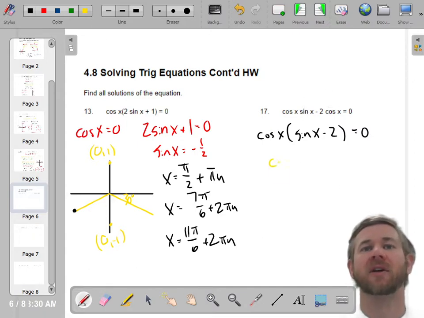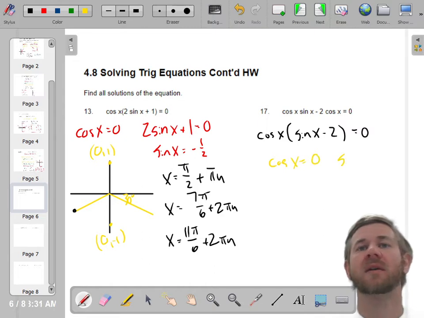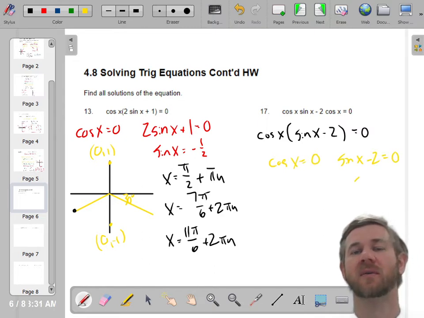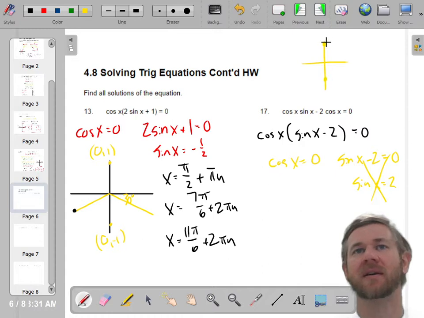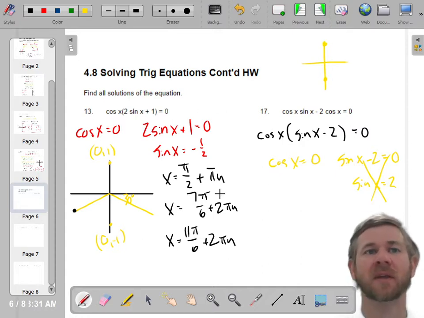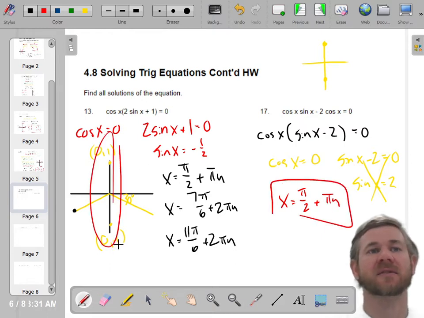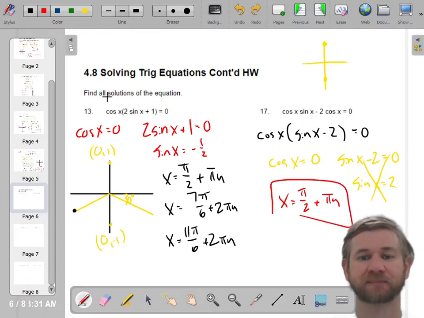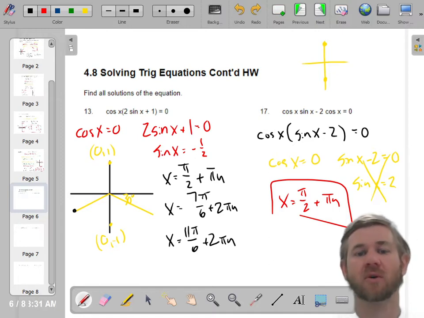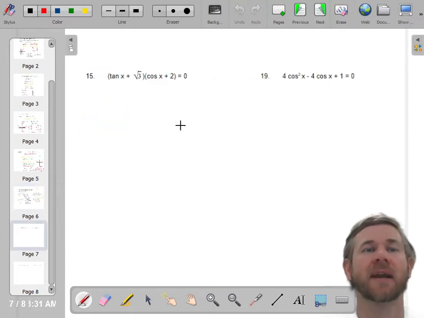So that means either the cosine of x is 0 or the sine of x minus 2 is 0, which, wait a minute, that means the sine of x is 2? No, it's not. Remember, the largest sine we'll ever get is up here, 1 to negative 1. So sine will never be 2. But cosine will be 0. That's actually right there. So I can just say my solution set is pi over 2 plus pi n. It's the same values we had on this one. Pi over 2 plus pi n. Okay, cool. Sometimes you'll have a factor that doesn't really help you. Not a big deal. Just know that it can happen.